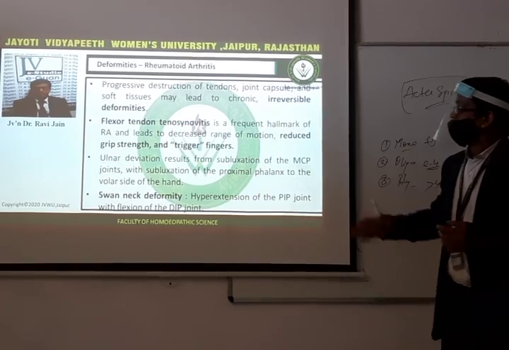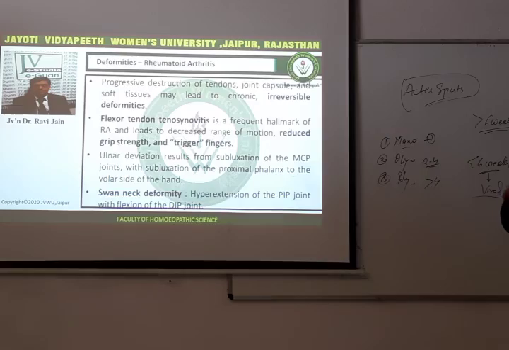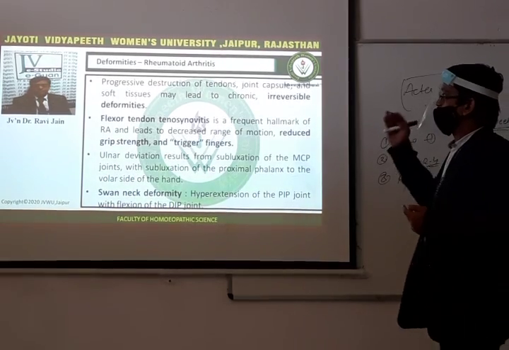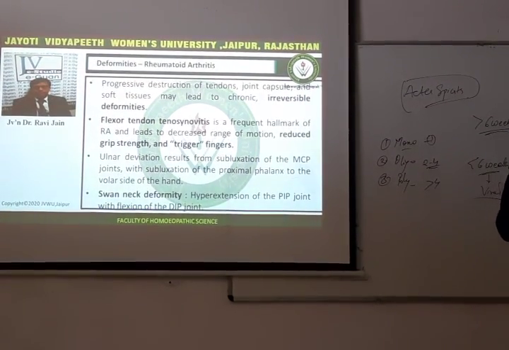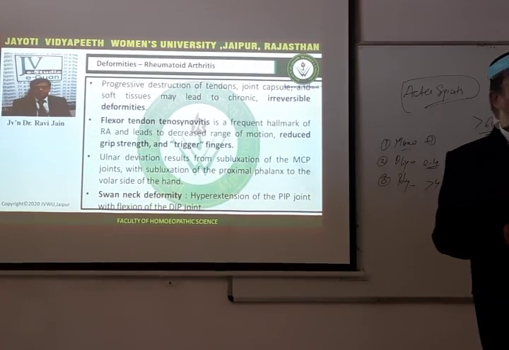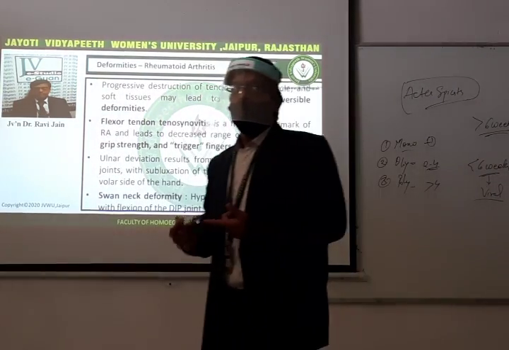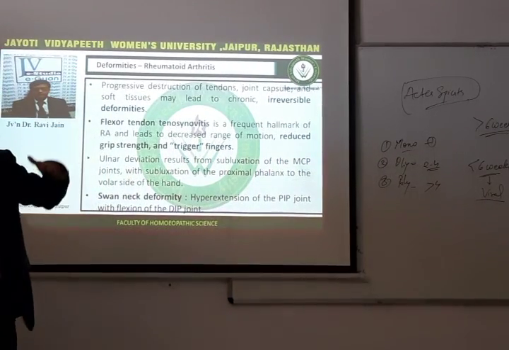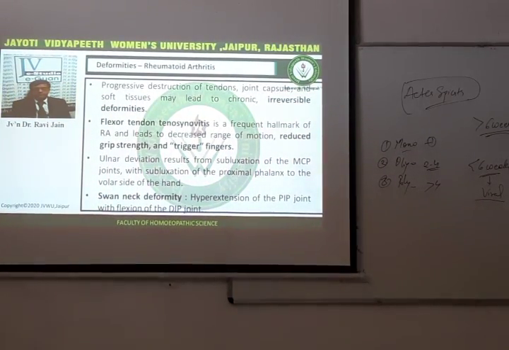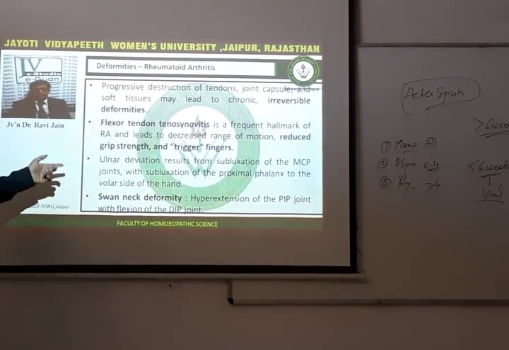So why are these deformities occurring in the joints? The deformities are due to the progressive destruction of the joints, tendons, the capsule, and the soft tissue, which leads to the development of deformities in case of rheumatoid arthritis. Deformities are very common in rheumatoid arthritis, which were not seen that commonly in osteoarthritis. But since this disease appears at a younger age and the course of the disease is more prolonged, you are seeing a lot of deformities in rheumatoid arthritis.